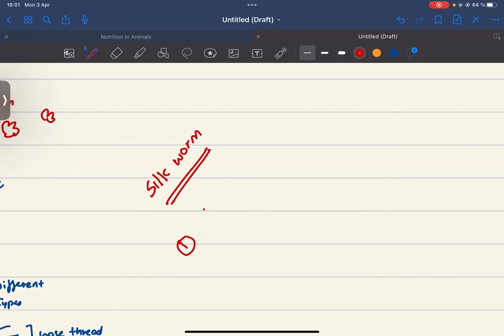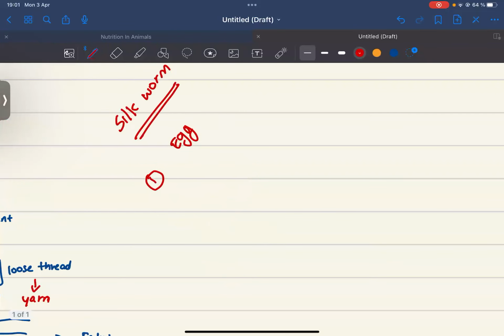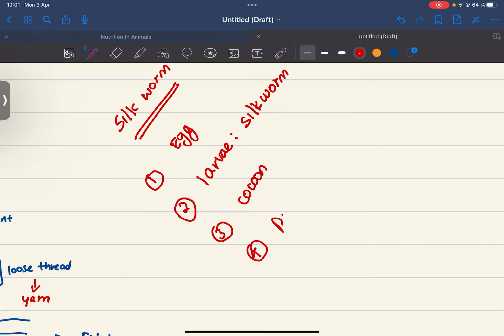The first stage is actually the egg stage. From the egg only this thing will come, right? So it's an egg and then it hatches and becomes a larva or a silkworm. And once it's a silkworm, it will build the cocoon. And finally, it becomes a pupa. These are the 4 stages it goes through in order to become an adult, which is called the moth.